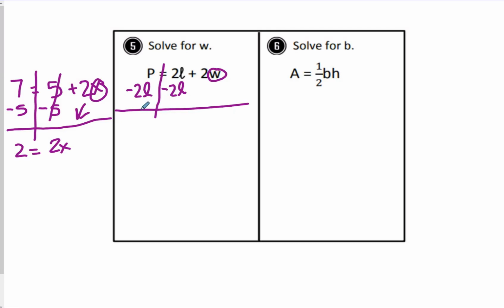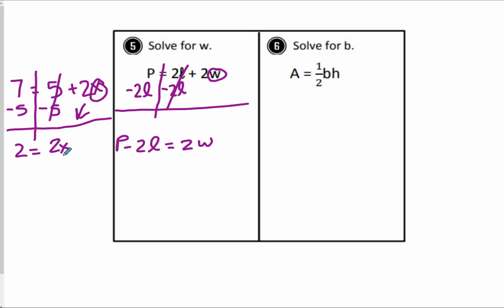So we're going to simplify what we have. We can't simplify p minus 2L any further, so we're going to go ahead and just write it as we see it. P minus 2L equals, and then we have 2W. What do you think is the next step in solving our 2 equals 2x equation?